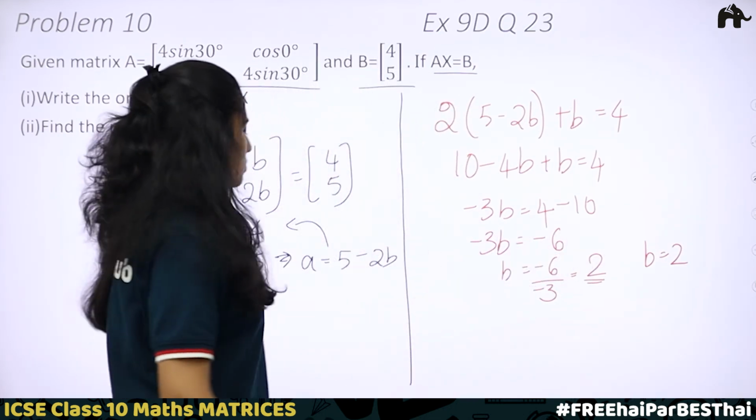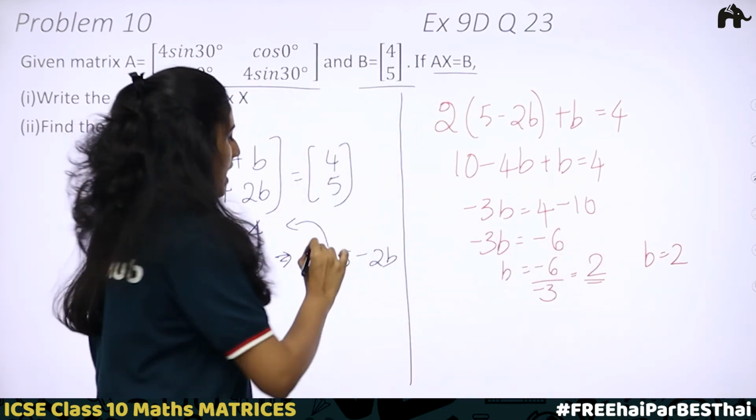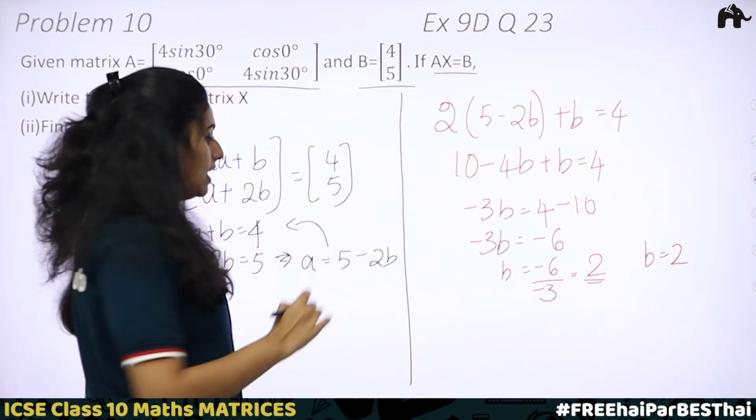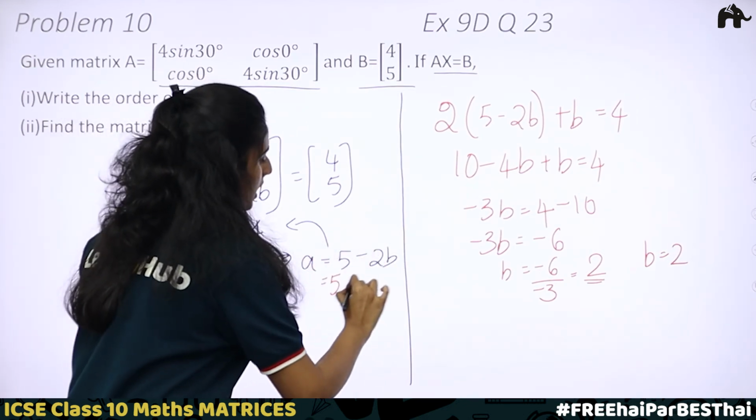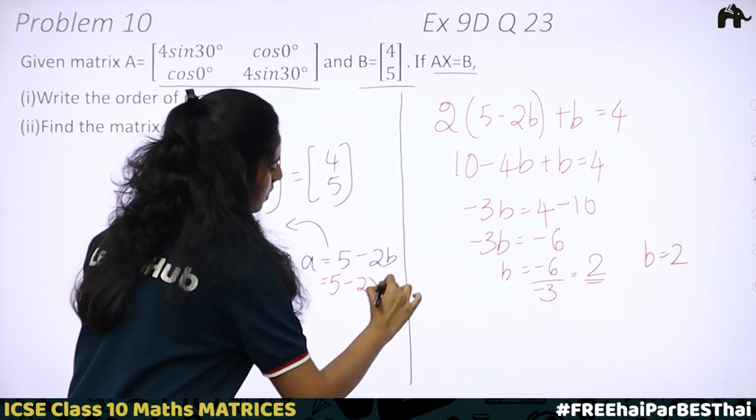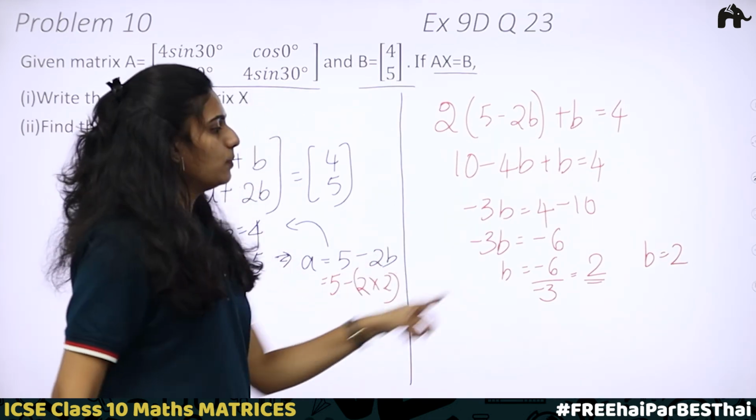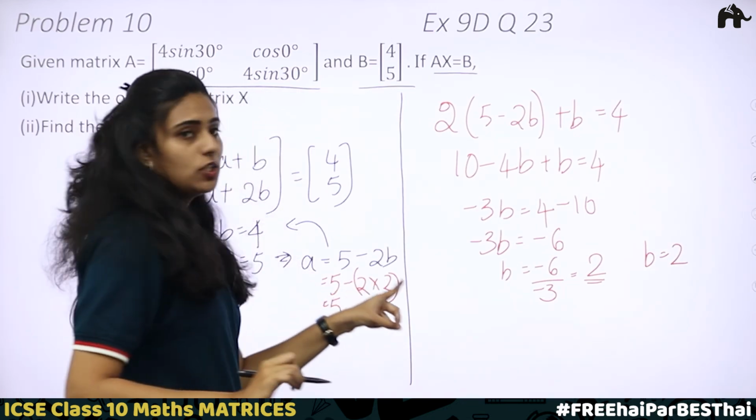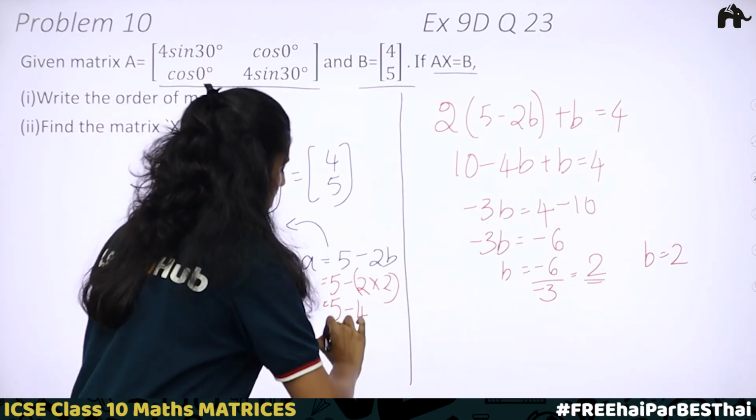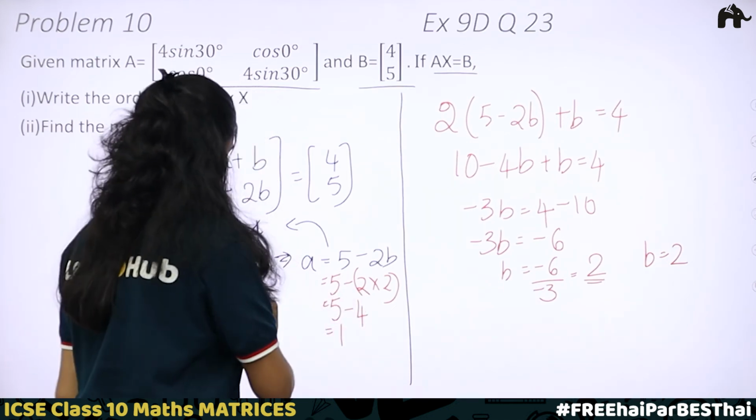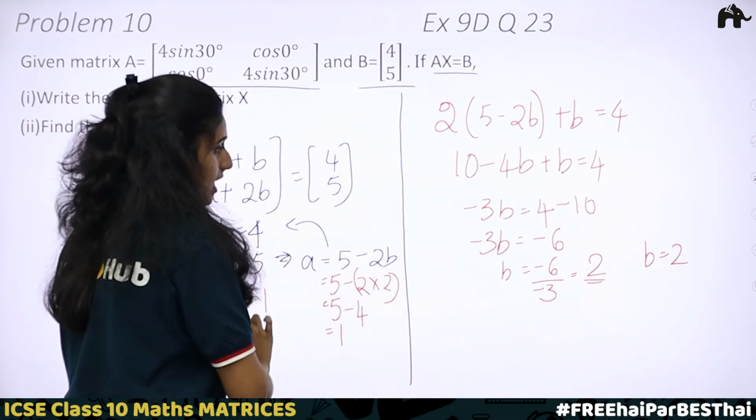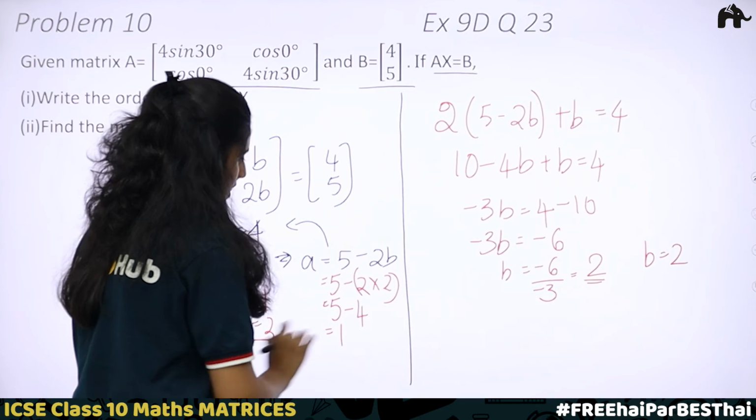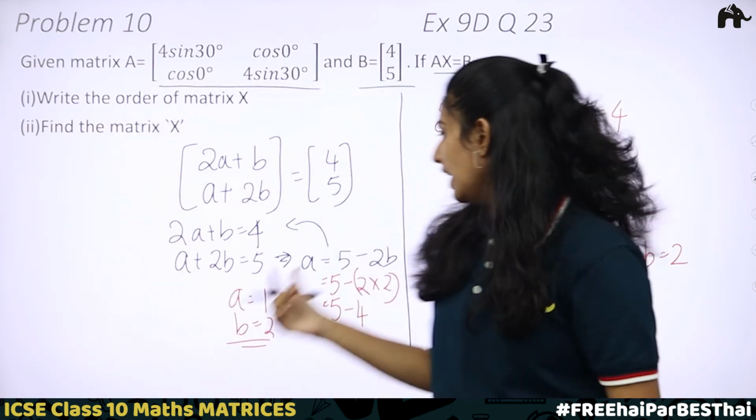If b is equal to 2, then what is a? We have a is equal to 5 minus 2b, equal to 5 minus 2 into 2, since the value of b is 2. 5 minus 4 is equal to 1. That is, a is equal to 1 and b is equal to 2. These are the required values of a and b.